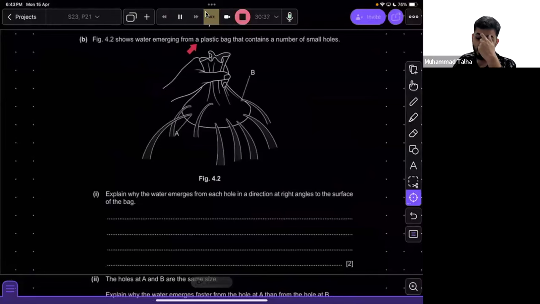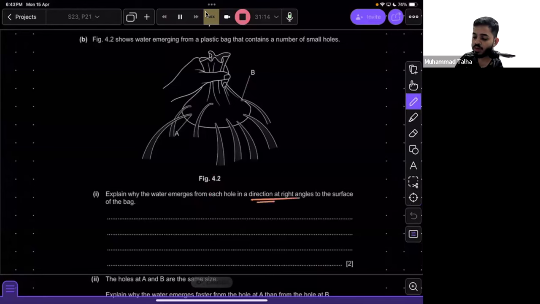4.2 shows water emerging from a plastic bag that contains a number of small holes. The first part explained why the water emerges from each hole in a direction at right angles to the surface of the bag. Now, this is something which was new in your syllabus at the time of this paper. It's still a new addition as compared to the older syllabi, but at this time, it had never been assessed before. Whenever something new is added to the syllabus, it will definitely be assessed. And hence it was in this paper.